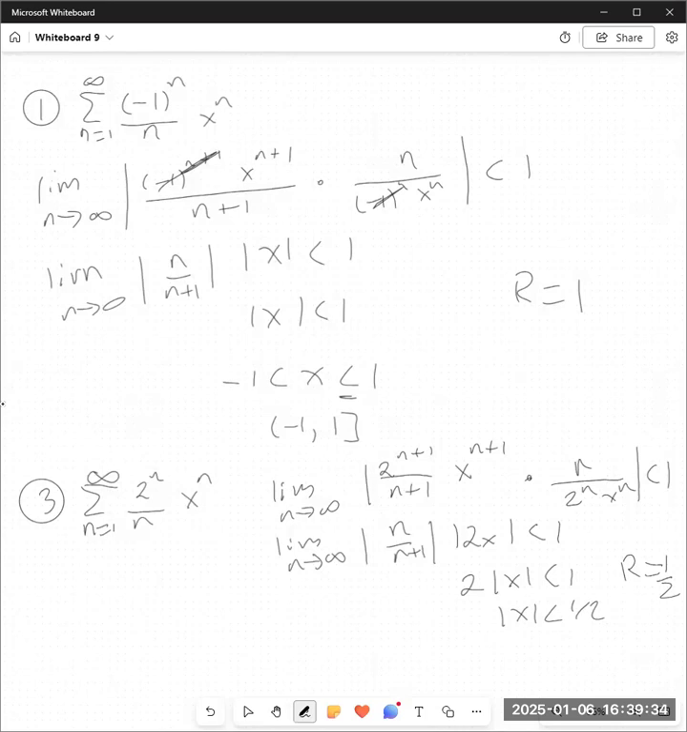And my interval of convergence here is going to be -1/2 to 1/2. Let's test the endpoints. If I have x equals -1/2, then this becomes (-1)^n over n, which converges. If x is 1/2, that's 1 over n, which diverges. So my interval of convergence is closed on the left-hand side at -1/2, open on the right-hand side at +1/2.